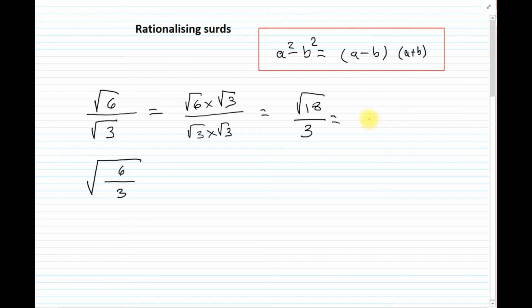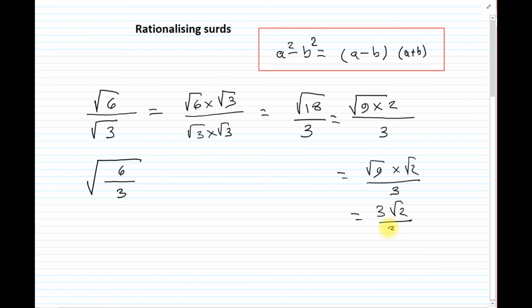Okay, this can be written as square root of 9 times 2 over 3. Now, square root of 9 times 2 is the same as square root of 9 times square root of 2. And square root of 9 is 3. So this will be 3 root 2 over 3. And the 3's cancel, which gives us square root of 2, which would be the same as if I had divided this 6 by 3.